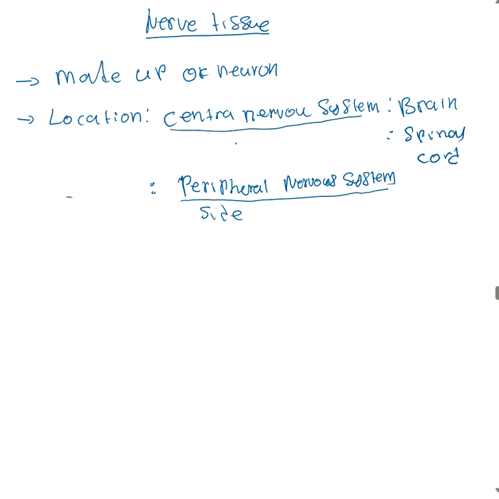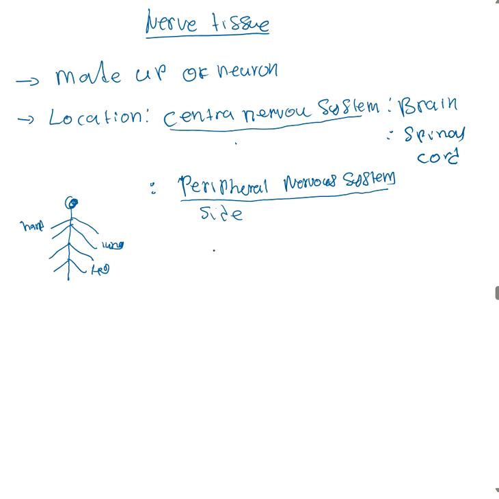So if we have this center, this is our center. The spinal cord is also center. Peripheral is sideways, the side nerve tissue. They send information from the center, from the brain, maybe to the hand, maybe to the legs, or maybe to the lungs. That's what we call the peripheral nervous system.